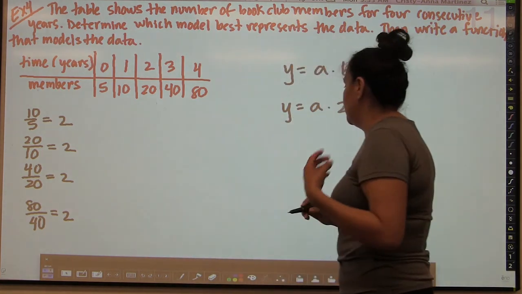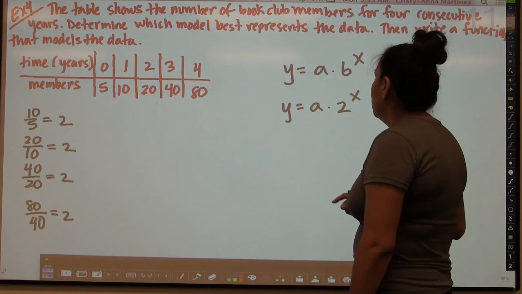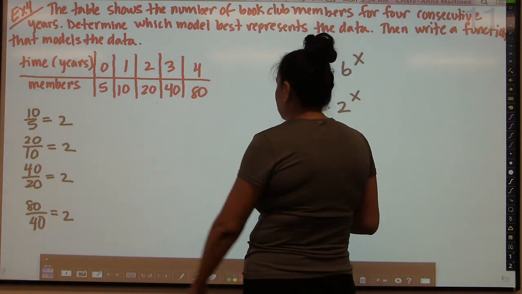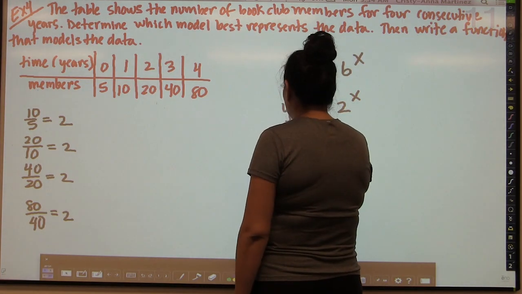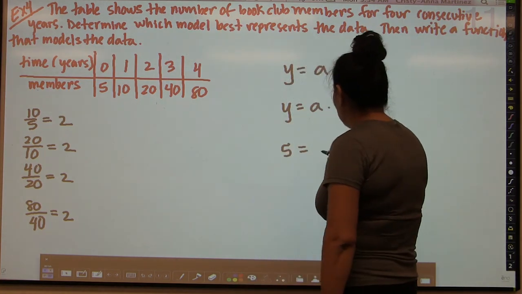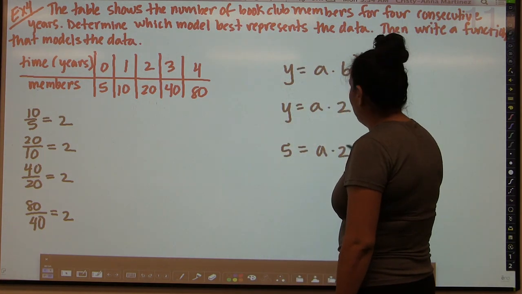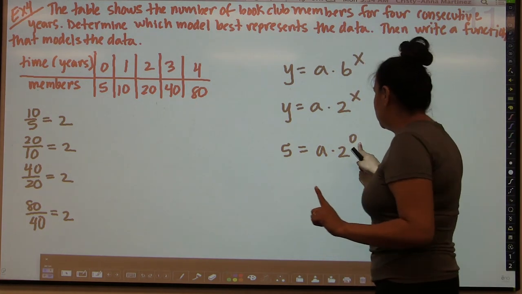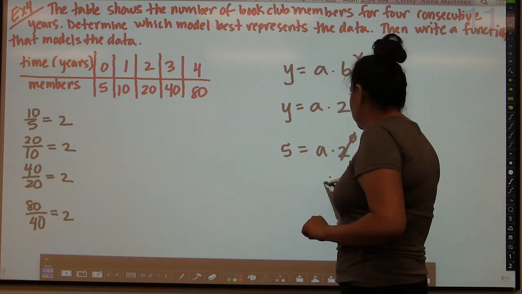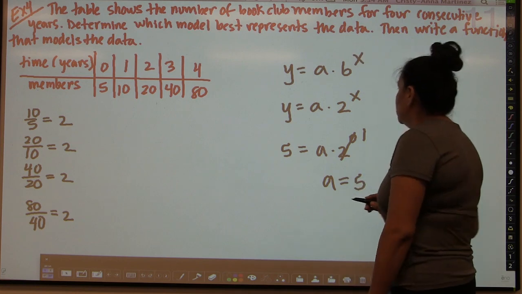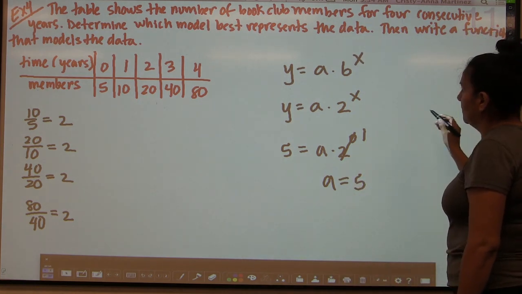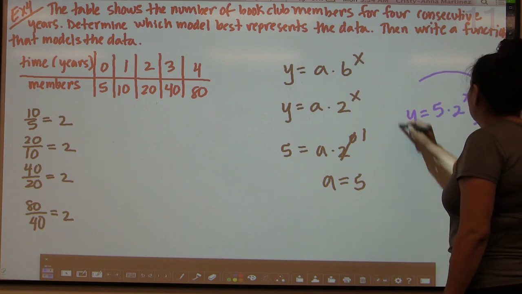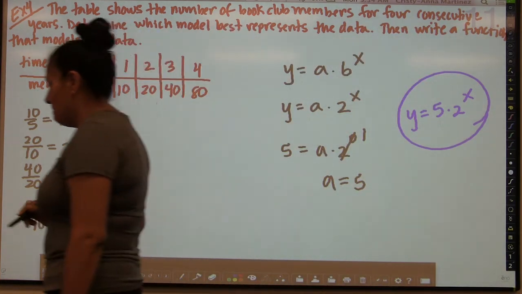And now I can do what I did in the previous example, which is to pick one of the points for my x and y, and then find what a is. So I'm going to go ahead and pick the first point, why not 0 and 5, and my y value is 5, and I don't know what my a value is yet, and then 2 to the 0 power, because x is 0. And we learned a while back that anything to the 0 power is 1, so that means that this is just 1. 1 times a is a, and therefore a equals 5. So if a equals 5, I can now finish off my equation by saying that y equals 5 times 2 to the x power. And that will be the equation or the function that models my data.